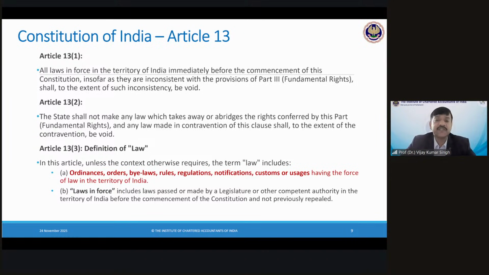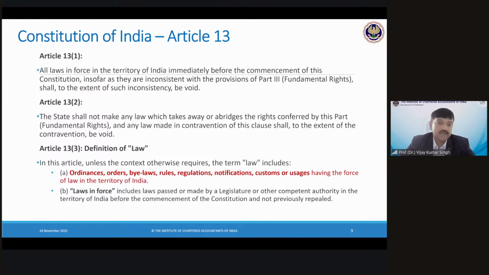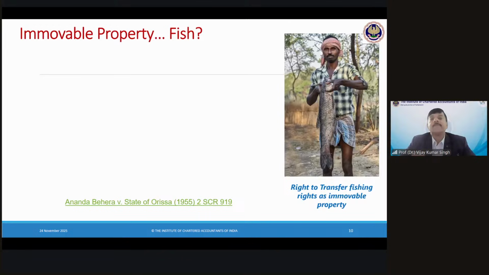So I'm not going into the details of it. I just want to underscore here that law does not always mean the act of the parliament. It can be even delegated legislation. And this is an important point which you should keep in mind. I will talk about delegated legislation in a while.